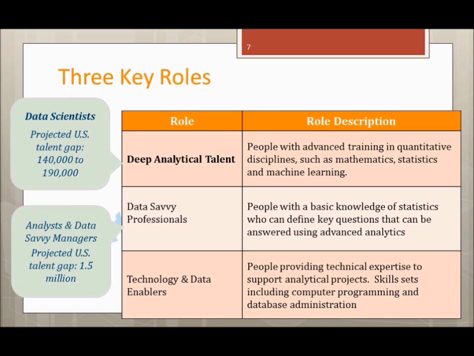The second role is called data savvy professionals, and they are people with a basic knowledge of statistics. Examples of these professions are financial analysts, market research analysts, operations managers, and business and functional managers. The third role in this industry is called technology and data enablers, and basically they are the people who provide support and technical expertise to different projects. Examples of these professions are computer programmers, database administrators, and computer system analysts.